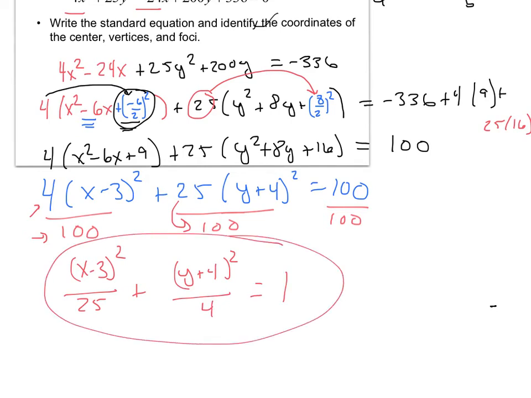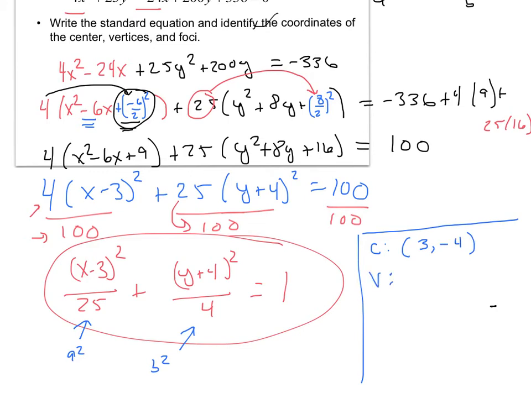Lastly, we're asked to find the center, the vertices, and the foci, so we're going to crank that out. In order to do that, I need my a and my b. This one is greater, so that's a squared, that's b squared, and over here to the right, I'm going to put my information in. So my center is 3, negative 4. It is a vertical major axis because the larger number is underneath the y. So a is equal to 5 and b is equal to 2. I'm just taking the square roots of these.